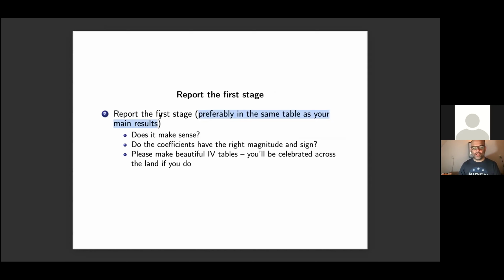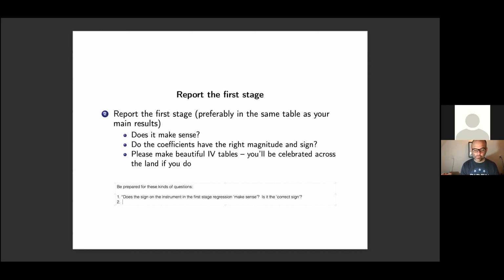You want to report the first stage because you want them to be able to judge whether they believe it. So be prepared. Here are the things you should be prepared for. Be prepared for these kinds of questions. Does the sign on the instrument in the first stage regression make sense? Is it the correct sign? Okay, so that's one thing.